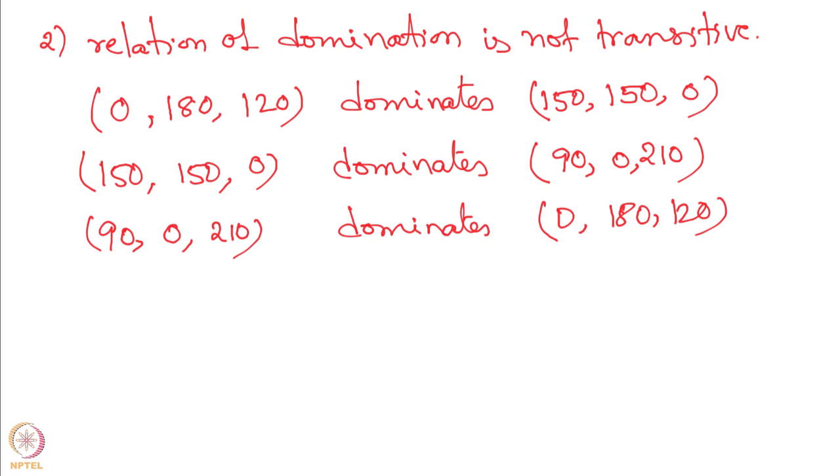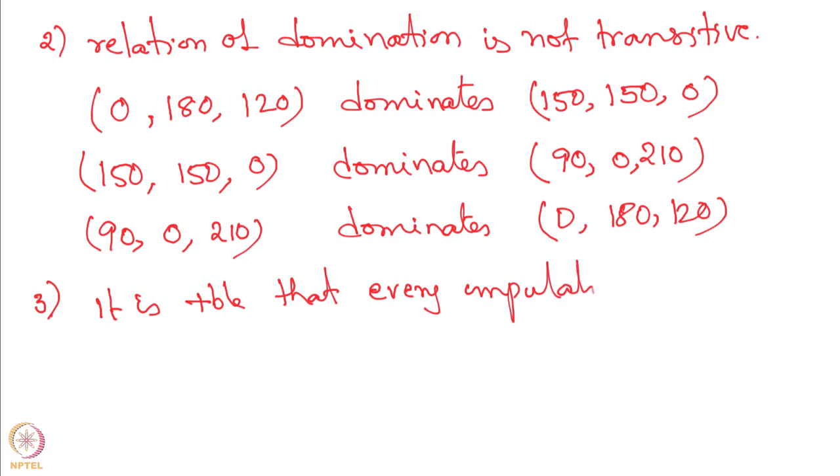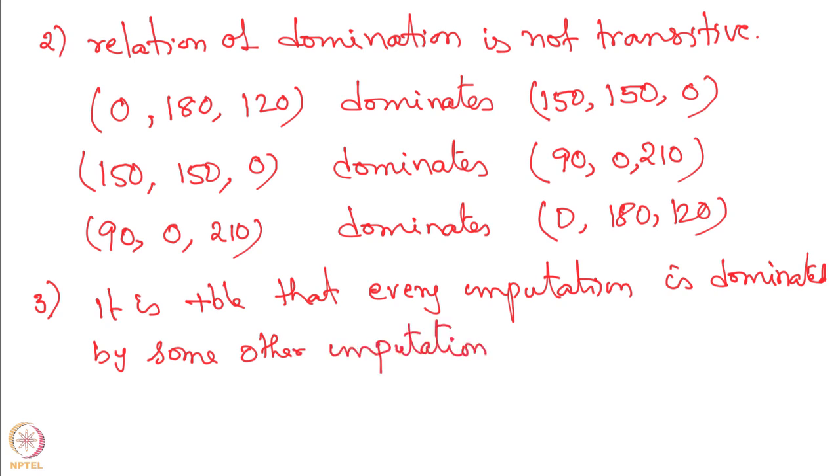Here your task is to find which coalition is giving this one. It is not very difficult to see. In fact, what you can say is that it is possible that every imputation is dominated by some other imputation. We can actually construct an example where every imputation is dominated by some other imputation. I will leave it for you as an exercise to construct such an example.